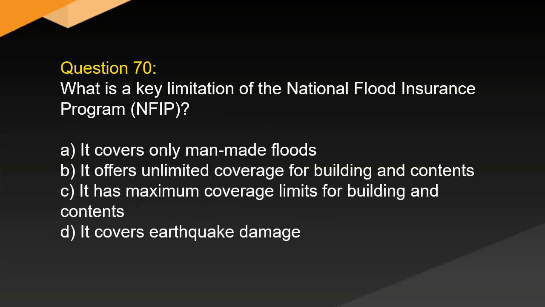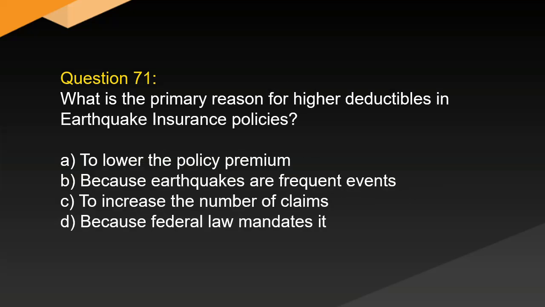Question 70. What is a key limitation of the National Flood Insurance Program, NFIP? A. It covers only man-made floods. B. It offers unlimited coverage for building and contents. C. It has maximum coverage limits for building and contents. D. It covers earthquake damage.